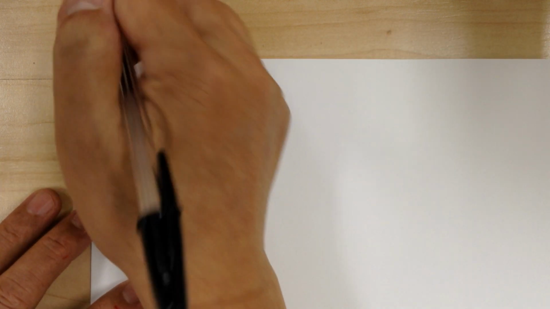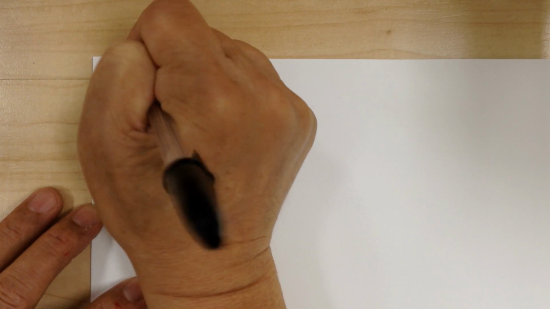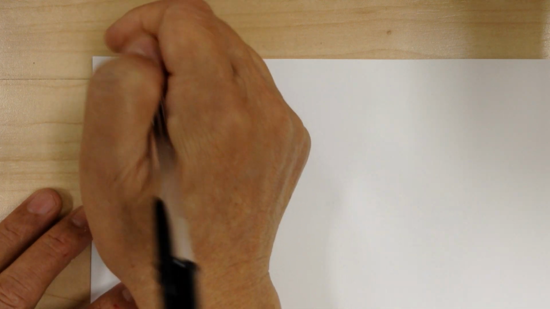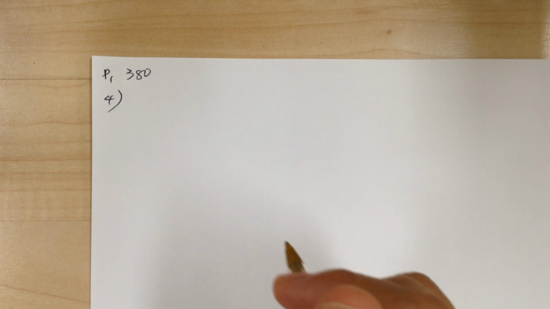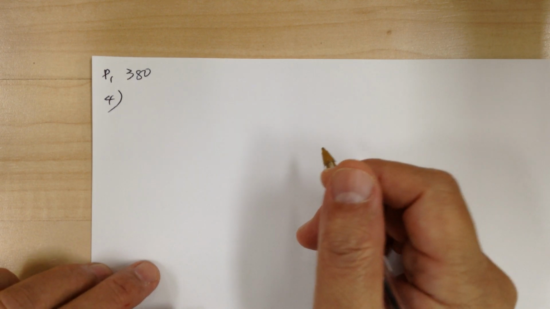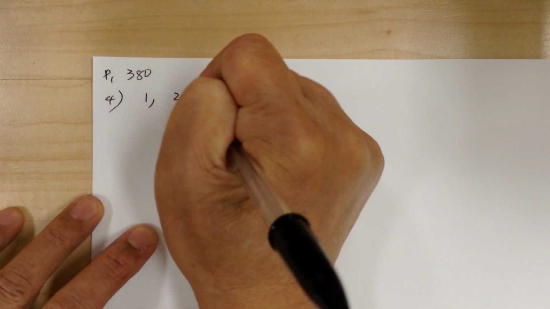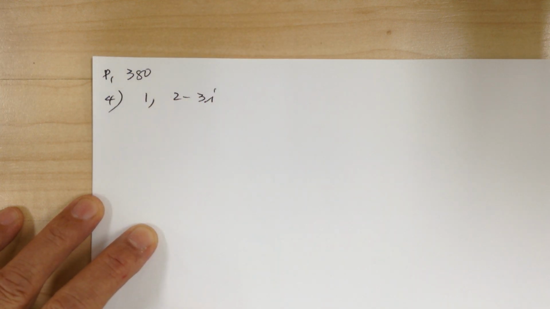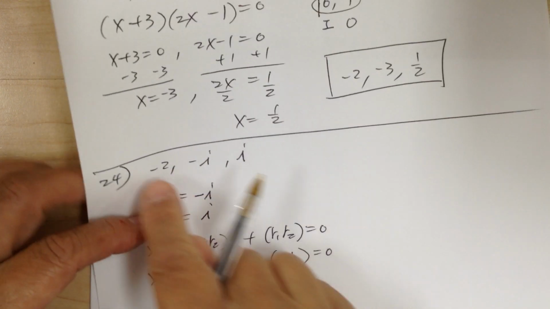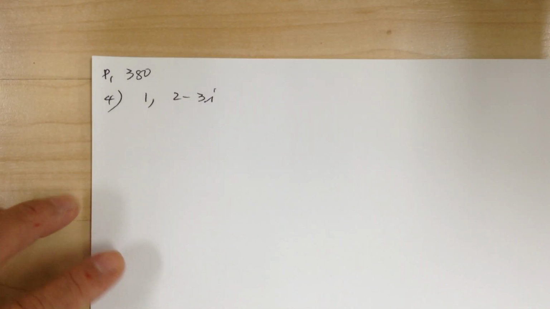Okay, let's go to the next one. Let's go to page 380 and do number 4. So again, you got 1 and 2 minus 3i. Notice before, they give you all 3 answers, but now they only give you 2.